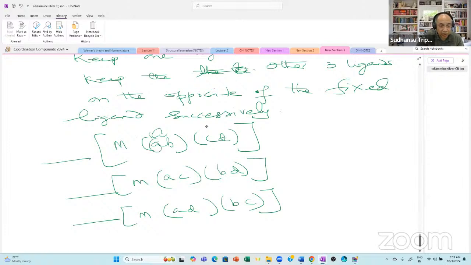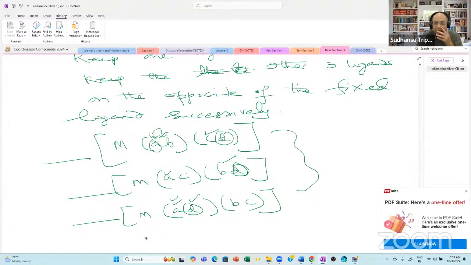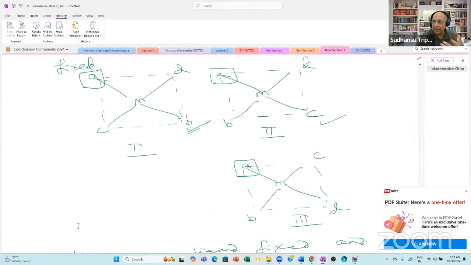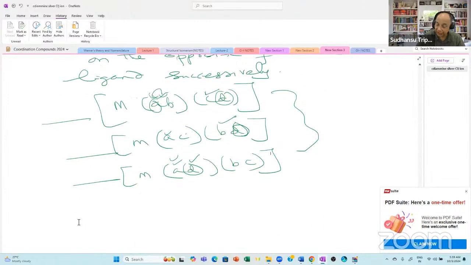Therefore, I told you keep anyone fixed. So here supposing D fixed, then you will find C, B opposite and A opposite. So here A fixed, B opposite, C opposite, the other one will be automatic. So in any way, mathematically also, you cannot find a fourth possibility. Also here the trick is to keep one fixed and successively place one of the other 3 ligands opposite to the fixed ligand and get these 3 isomers.